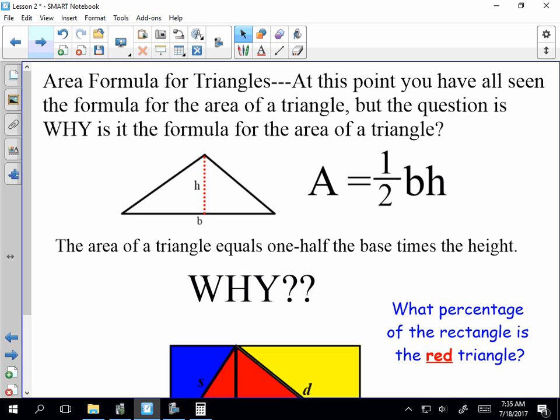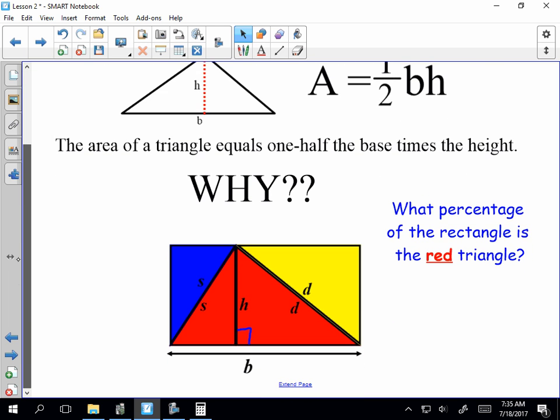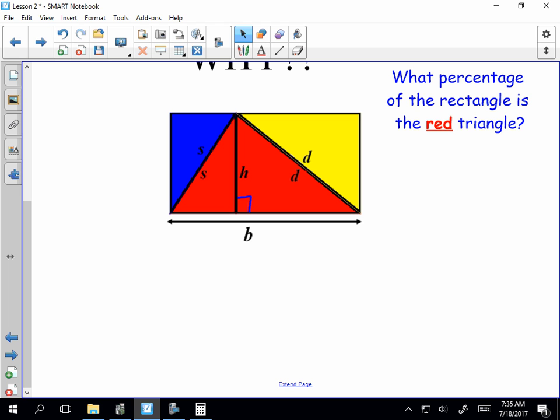Now, when we look at the area formula for a triangle, if you think back to our last lesson, we looked at rectangles and parallelograms, and we saw how a parallelogram is built based off of the rectangle. There is no difference when we come to a triangle. A triangle area formula is also based off of a rectangle.